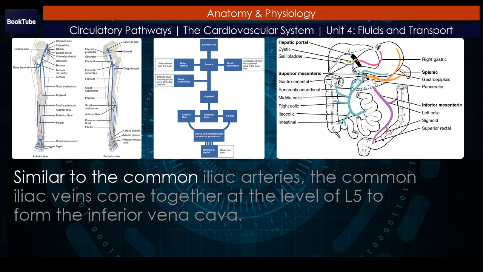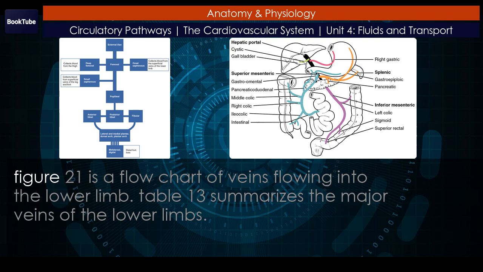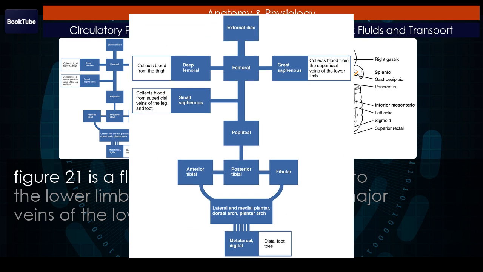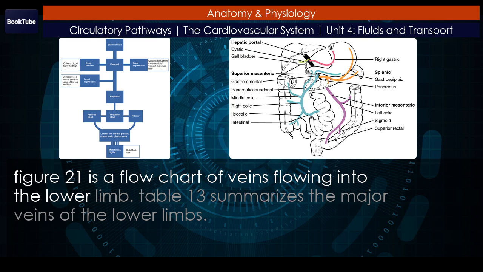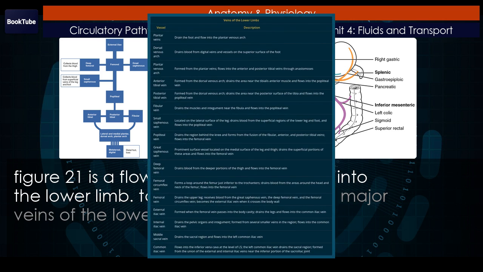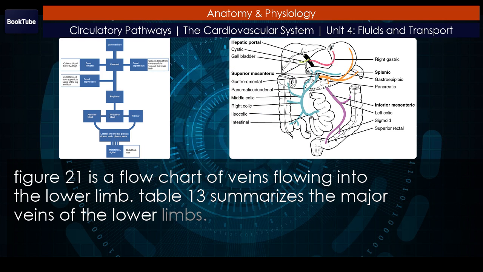Similar to the common iliac arteries, the common iliac veins come together at the level of L5 to form the inferior vena cava. Figure 21 is a flow chart of veins flowing into the lower limb. Table 13 summarizes the major veins of the lower limbs.